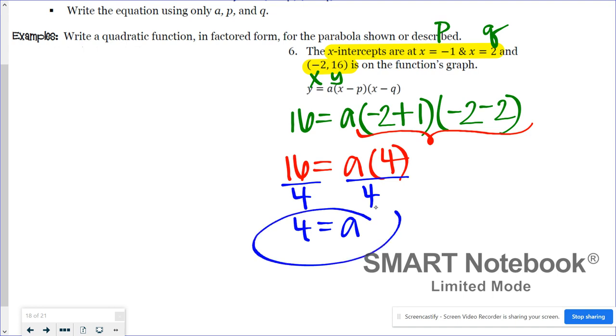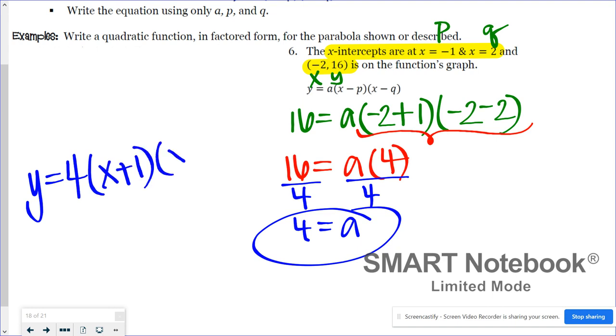And then the last thing I do is I write my function. So my function will be y equals a is +4, and then I'm going to have x minus p. P was -1, so that becomes x plus 1, and then x minus q. Q is 2, and so there's my function.